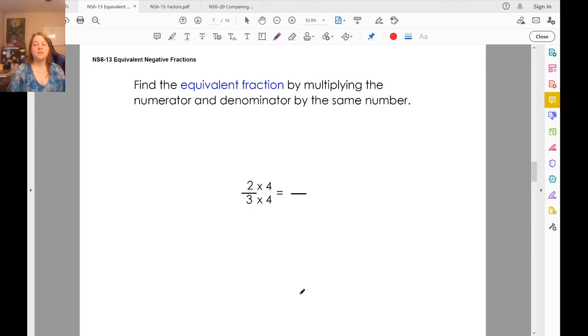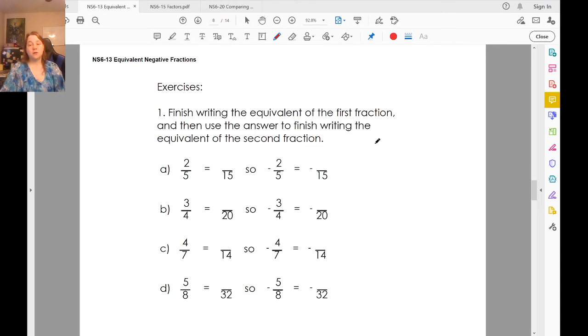So let's go ahead and fill in this equivalent fraction. 2 times 4 is 8. 3 times 4 is 12. 2/3 equals 8/12. Wow, check that out. Let's go over here. 2/5 equals something over 15. Well, how do we go from 5 to 15? Because we have to multiply by the same thing on the top and the bottom. I know that 5 times 3 is 15, so 2 times 3 is 6. So 2/5 equals 6/15. So -2/5 equals -6/15.